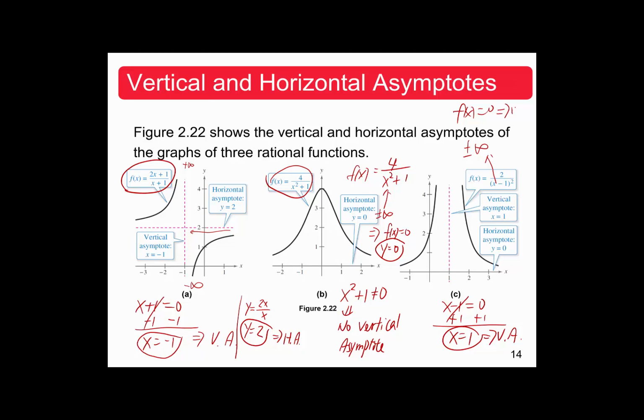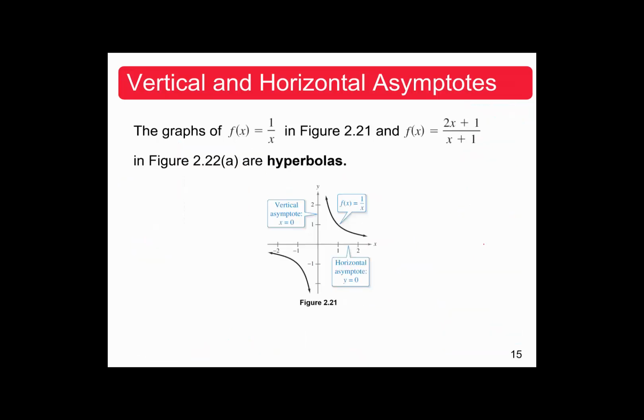So that means y equals 0 is a horizontal asymptote. As you can see from the graph, the horizontal asymptote is the x-axis, which is y equals 0. And when you sketch the graph, the vertical and horizontal asymptotes become important lines to separate the graph. This is a typical hyperbola, right?